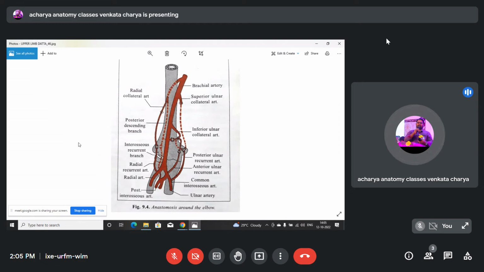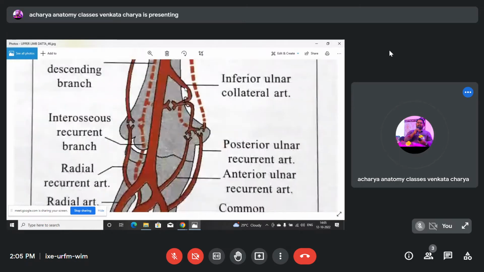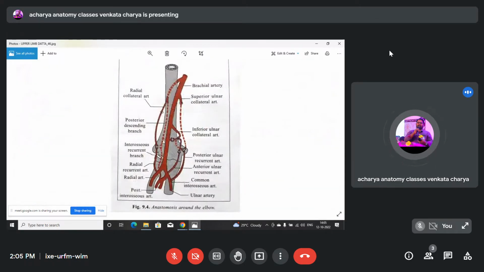It is a 4 marks question, direct question. Anastomosis around the elbow joint. It's a 4 marks, right? First point.